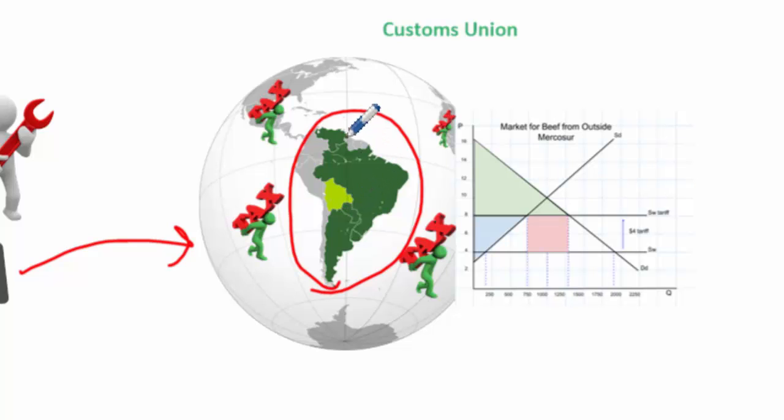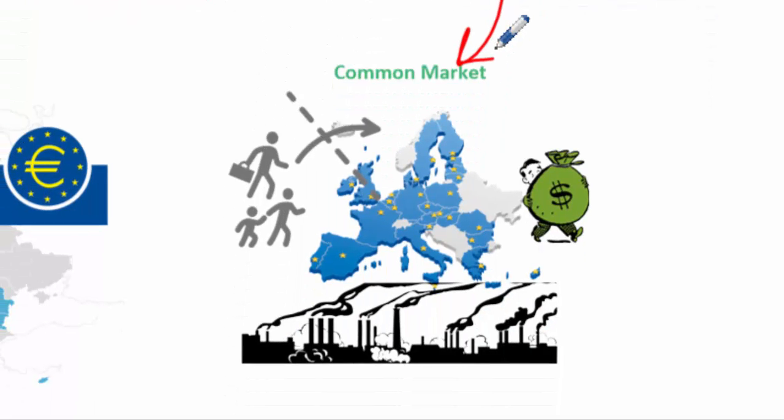Both Brazil and Argentina are members of Mercosur. They have no tariffs on goods traded between the two of them. However, they have common tariffs on all goods imported from countries not included in Mercosur. So like a free trade area, there are no tariffs between member countries. However, unlike a free trade area, countries within a customs union agree on common external tariffs. We are moving around our circle here towards complete economic integration.